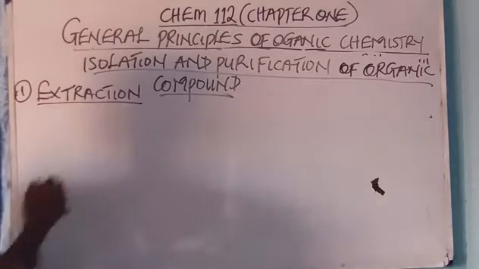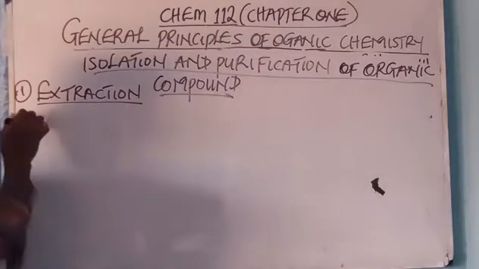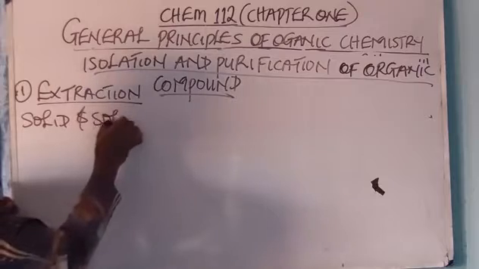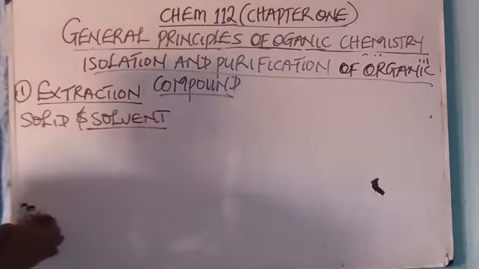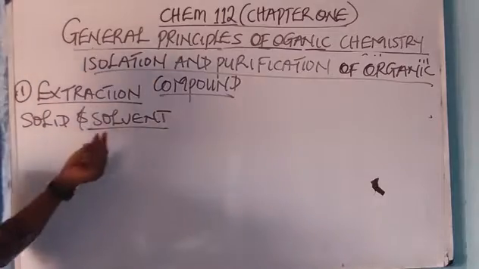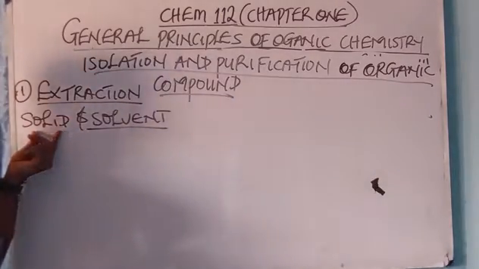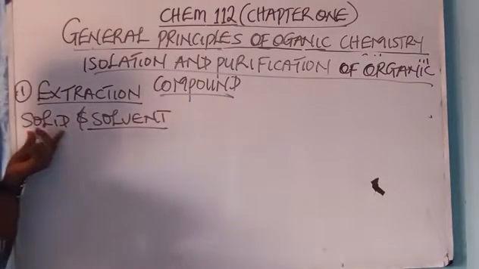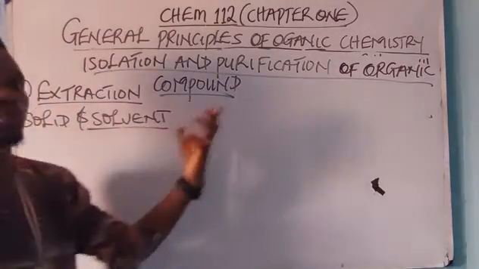Now, in what ways can we carry out extraction? There are two types of extraction: solid and solvent extraction. I'm going to start with solvents. Another name for solvent is liquid. Another name for solid is solute. A combination of solute, or solid, and solvent, or liquid, forms a solution.